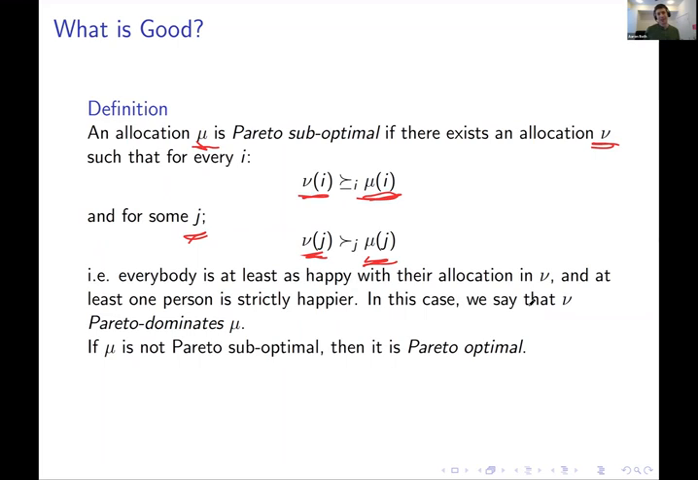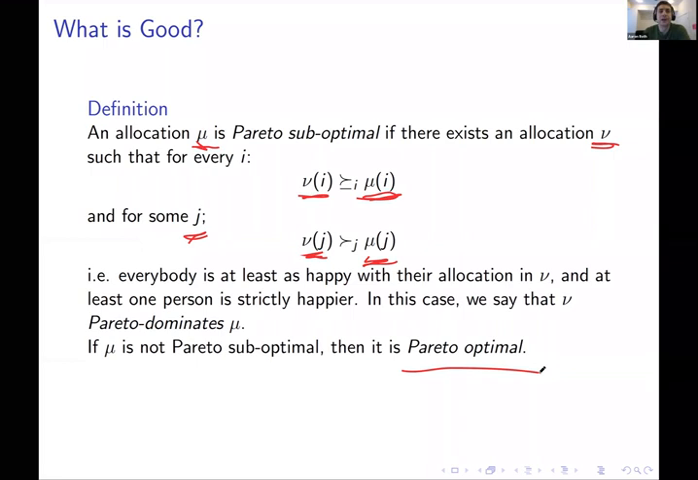If we had a vote among all of the N agents on which of these two allocations we would prefer, we could get consensus on nu instead of mu, because there's nobody who actually strictly prefers mu to nu. So everyone can agree that we should not output a Pareto suboptimal allocation. Everyone would be happy to vote for a different allocation which Pareto dominates it. And if an allocation is not Pareto suboptimal, then we'll say it's Pareto optimal.